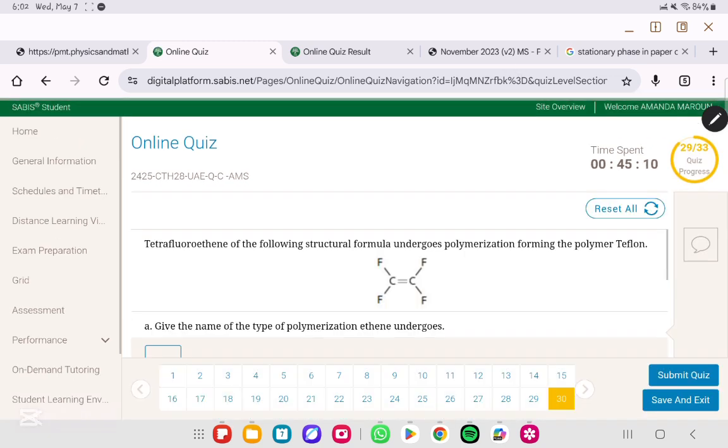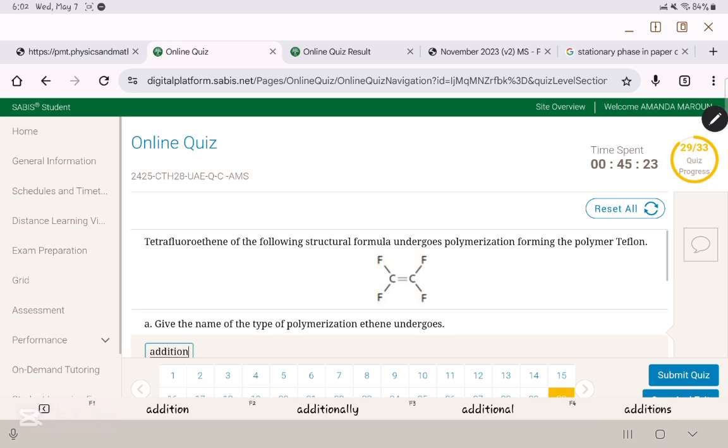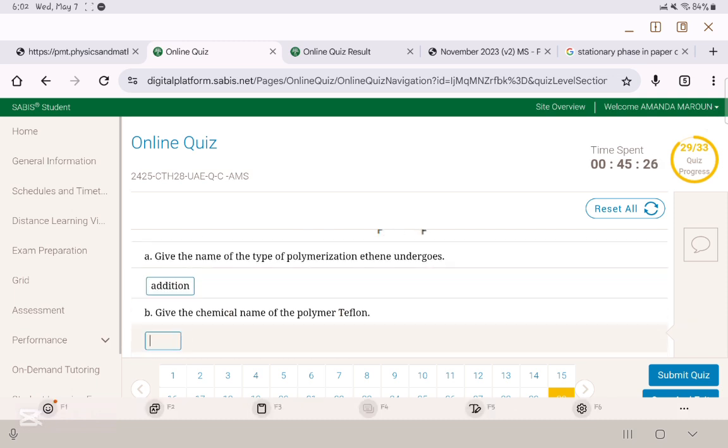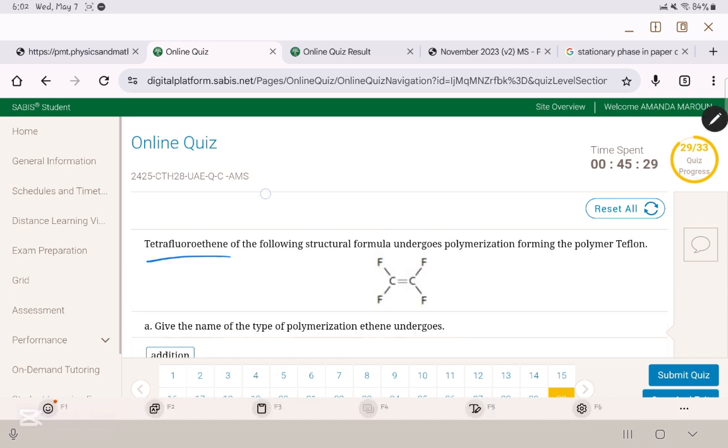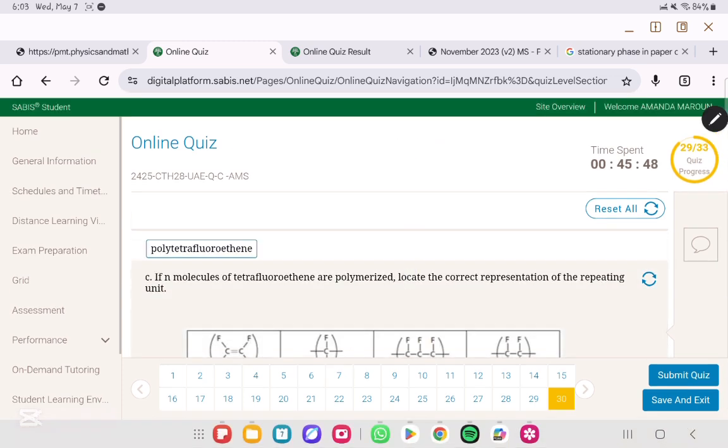We move on to question number 30. Here, look, this is an alkene. Alkenes undergo addition. So whenever you see a double bond, you will know it will undergo addition polymerization. When you're dealing with a polymer, you're going to take poly and put it before the name of the alkene. So in this case, it's going to be polytetrafluoroethene. I wrote it many times. My keyboard has it memorized.